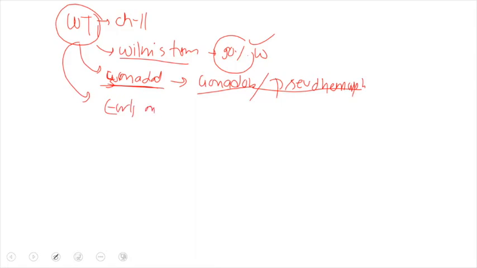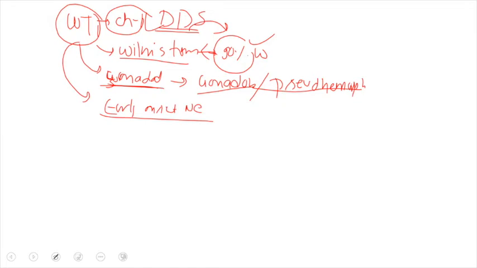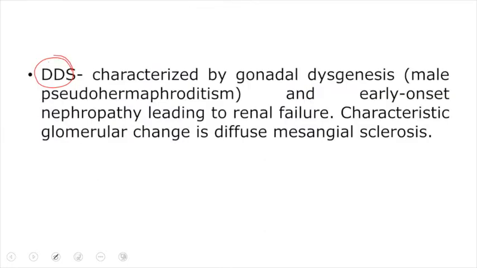So it all started with a mutation in the WT1 gene, which is located on chromosome number 11, and the patient will have a syndrome known as Denys-Drash syndrome. Because of this syndrome, there is a 90% chance that the patient will have Wilms tumor. Along with that, there can be gonadal abnormalities and also early onset nephropathy, and hence Denys-Drash syndrome is dangerous.